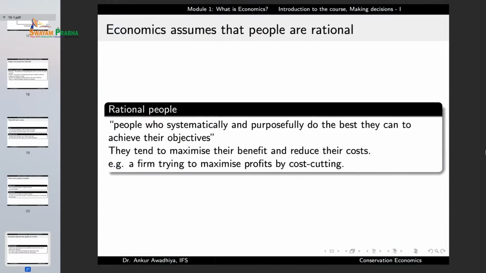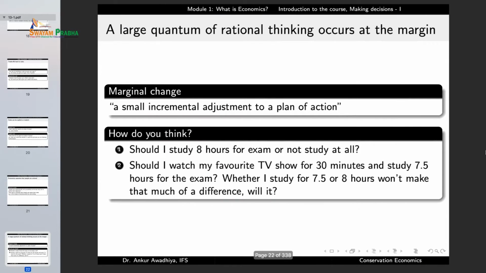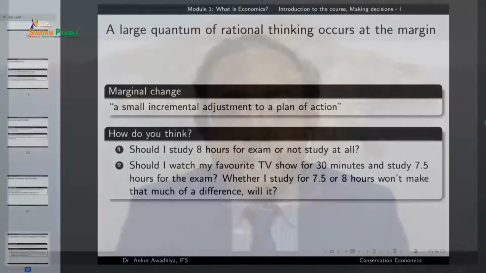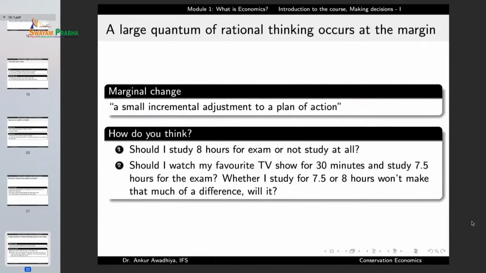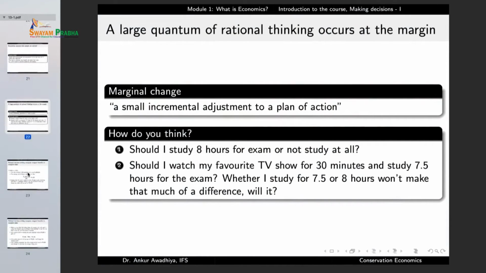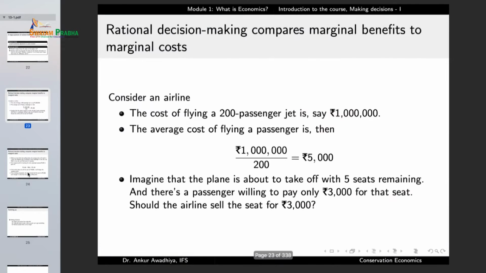Now, economics assumes that people are rational, they are making all the decisions, processing all the information, and a large quantum of the rational thinking happens at the margin. But then we have also observed later on, in the case of behavioral economics, that we appreciate the fact that not all the decision making is happening rationally. People at times are irrational too. But for the most part, we assume that people are rational and they are thinking at the margin.